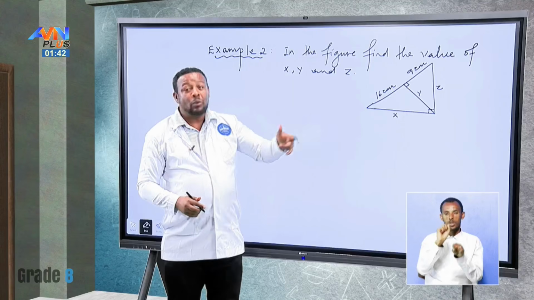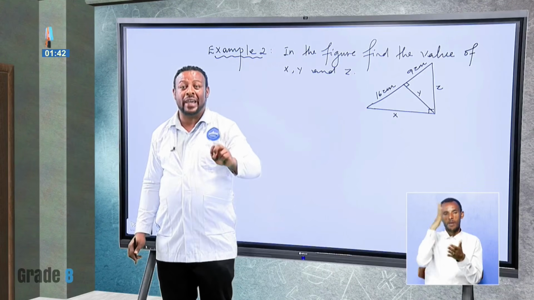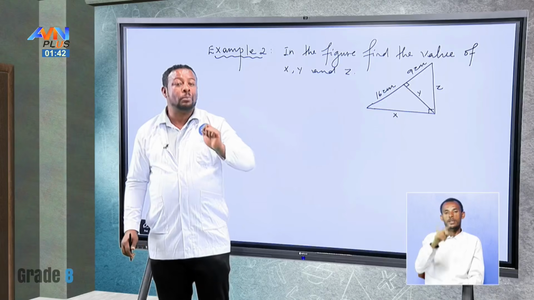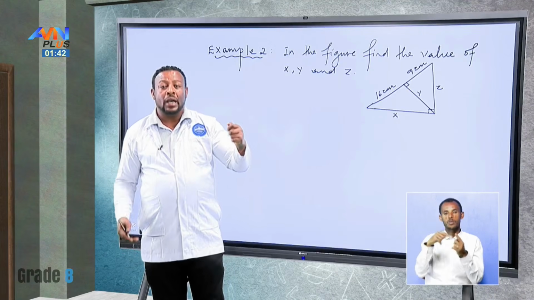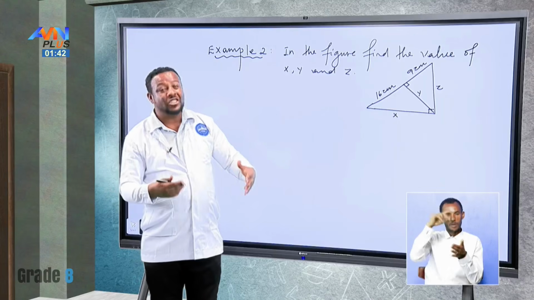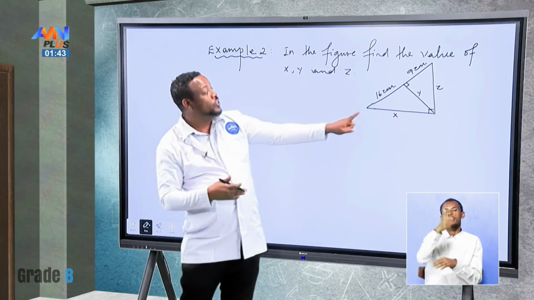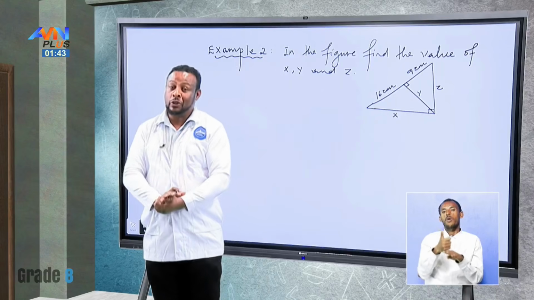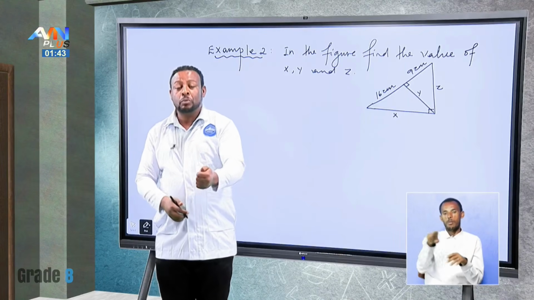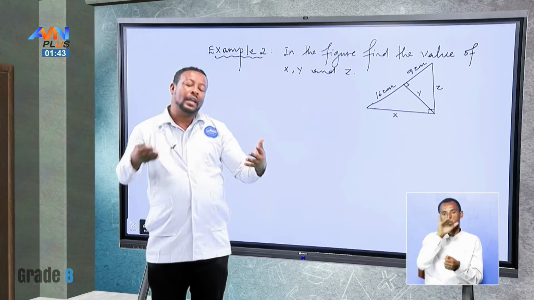So I will give you 2 minutes to find these unknown variables x, y, and z. Don't forget to apply Euclid's theorem, which says the squared value of each leg is the product of the hypotenuse and the adjacent segment into which the altitude divides the hypotenuse, right? So take 2 minutes to find these unknown variables x, y, and z, then we will do it together.